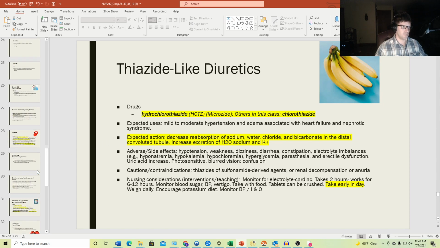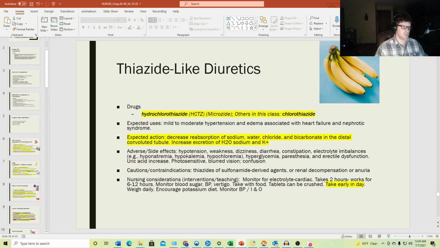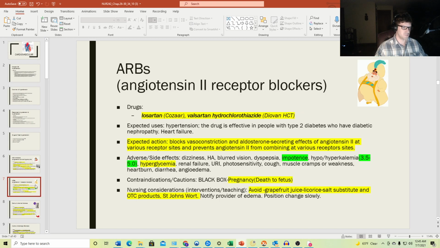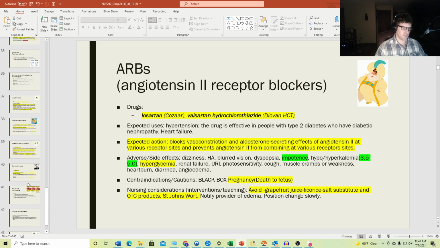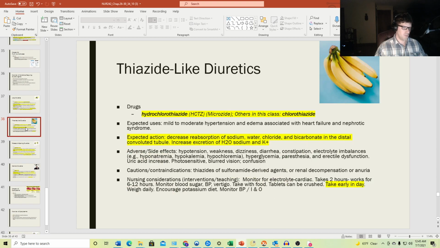Next one that gets rid of potassium is thiazide-like diuretics, or hydrochlorothiazide. And if we go all the way back up here to the top with our ARBs, valsartan hydrochlorothiazide. Again, it's one of those that we're going to have paired with an antihypertensive. It's going to help the antihypertensive by getting rid of excess fluid. So expected use: mild to moderate hypertension and edema associated with heart failure and nephrotic syndrome.